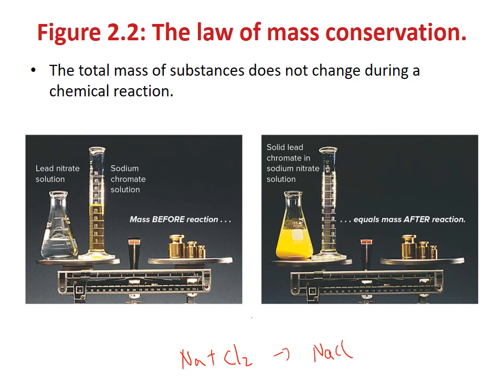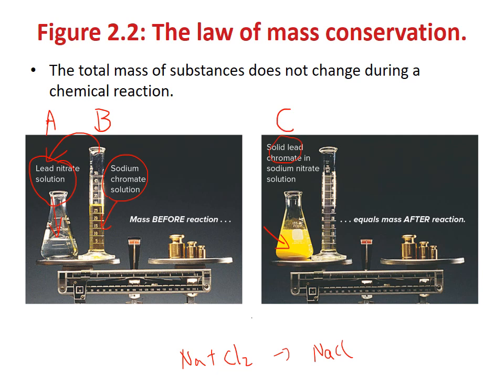Here is another example. Lead nitrate solution is a transparent solution, and sodium chromate solution is yellow. When you pour the sodium chromate solution into lead nitrate solution, you will see a yellow precipitate, and that is lead chromate, a solid. So A reacts with B to form a compound C.